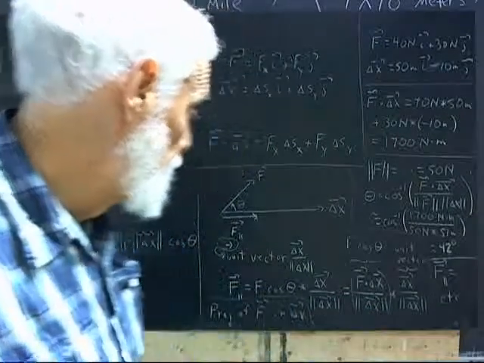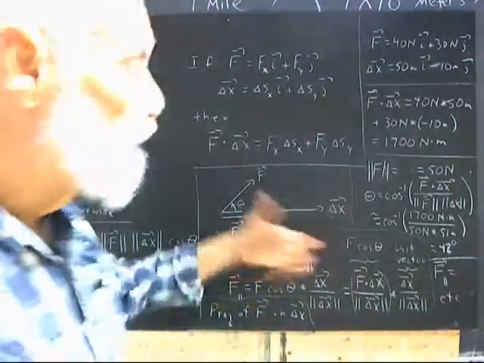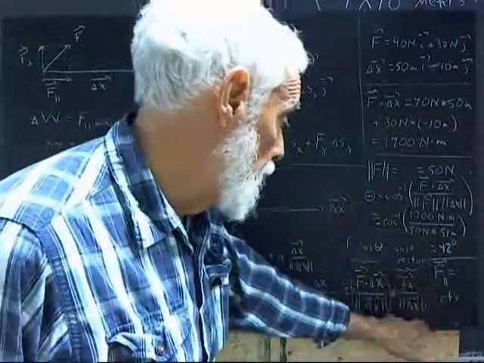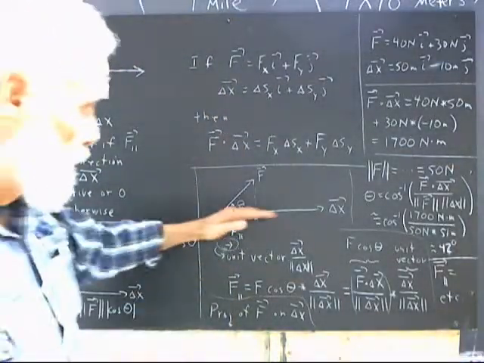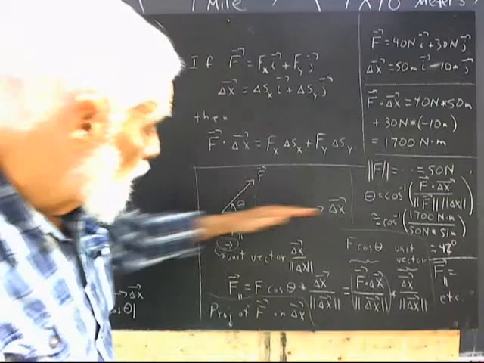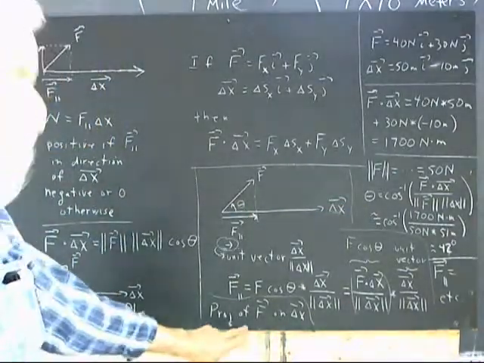There's our F cosine theta, and our unit vector in the direction of delta X is just delta X over the magnitude of delta X. And this thing is called the projection of F on delta X.